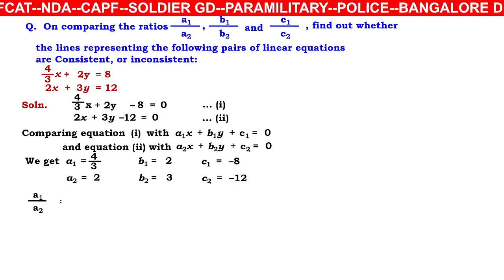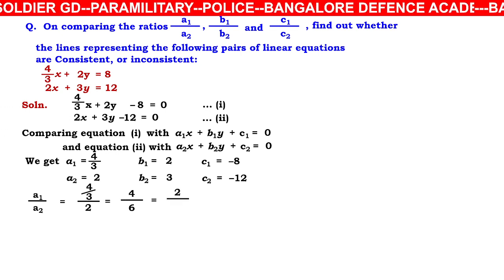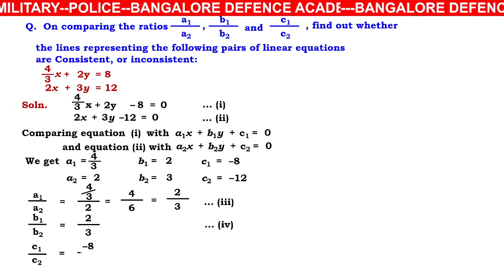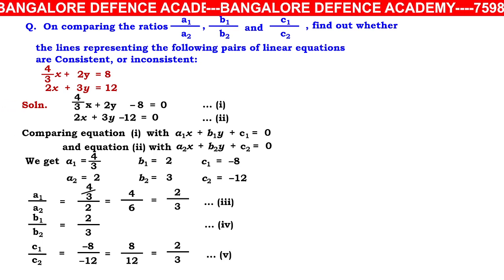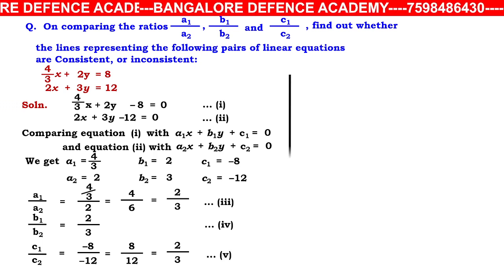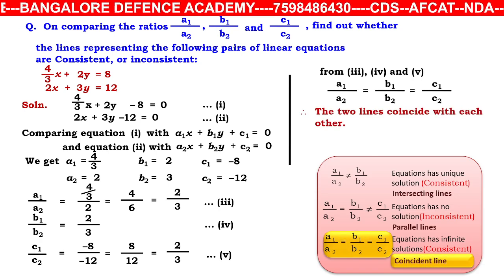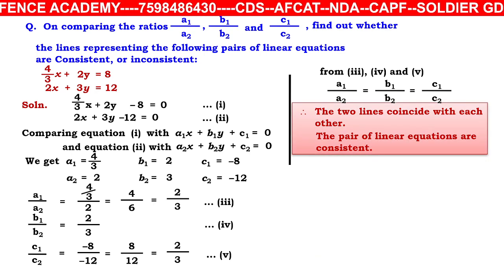Now taking the ratios, you have 4 by 6, or you can say 2 by 3, then b1 by b2 is 2 by 3, and c1 by c2 is minus 8 by 12, that is 2 by 3. So all the three ratios are equal. That means the third condition is satisfied. It is an overlapping line. Okay, that means it is a coincident line. Fine. So that's easy.